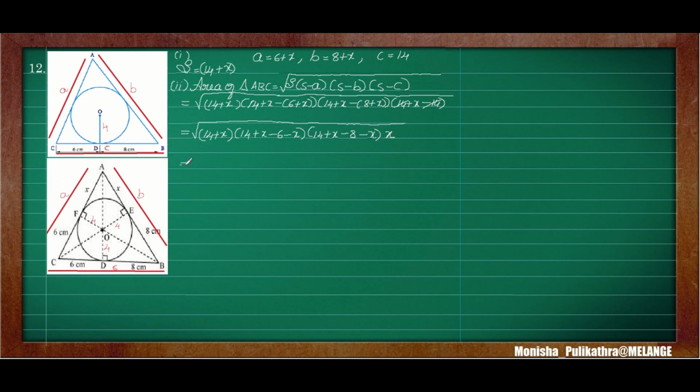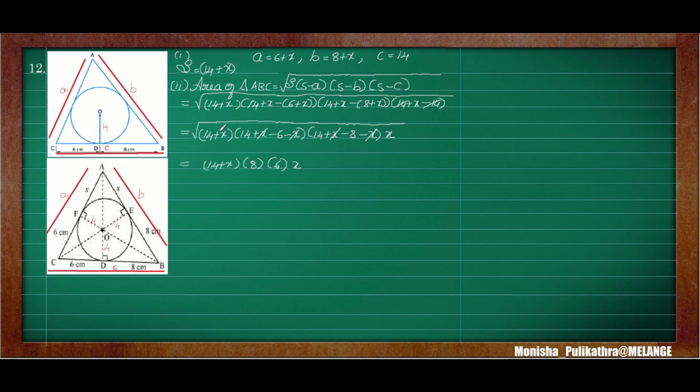Okay, so next 14 plus x, write as it is here. So 14 minus 6 is 8. This plus x minus x cancel each other. Okay, next 14 minus 8 is 6. Okay, here x and x cancel each other. The remaining will be x here.